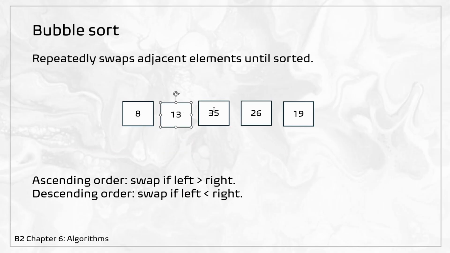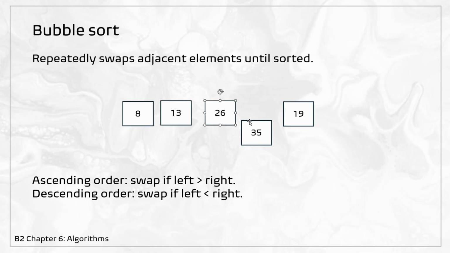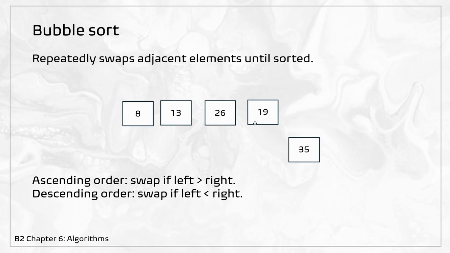And now we look at these two adjacent elements. So is 13 greater than 35? No, so we don't swap anything. And now we look at these two. Is 35 greater than 26? Yes, so we just swap these two around like this. And then finally we look at these two. So is 35 greater than 19? Yes, so we swap these around.